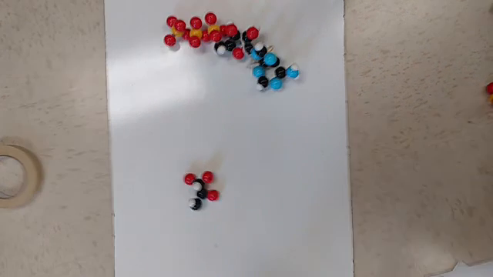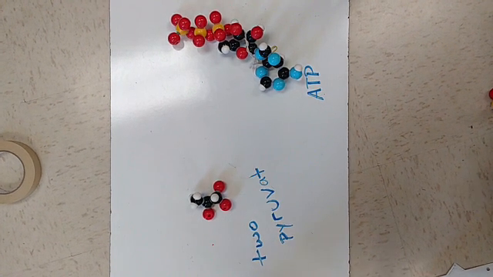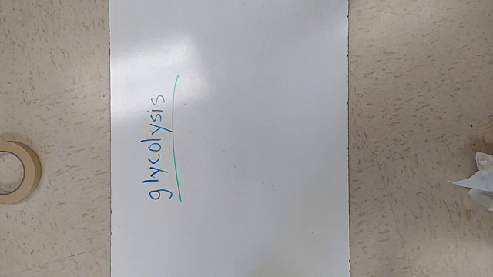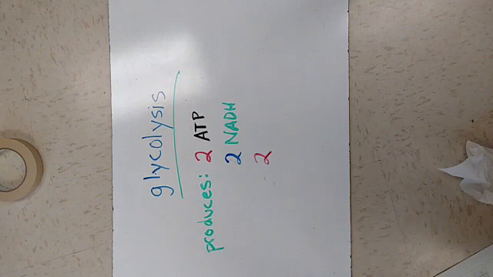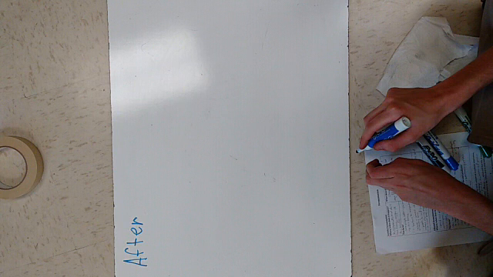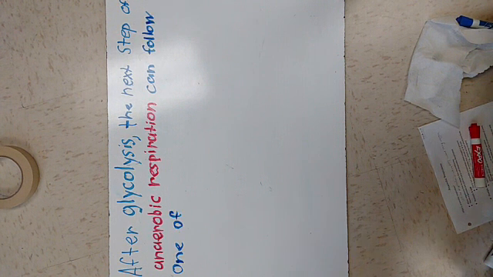Phosphate breaks off phosphoenol pyruvate, joining ADP creating ATP, leaving behind a pyruvate. Glycolysis produces 2 ATP, 2 NADH, 2 water molecules, and 2 pyruvate. After glycolysis, the next step of anaerobic respiration can follow one of two paths.